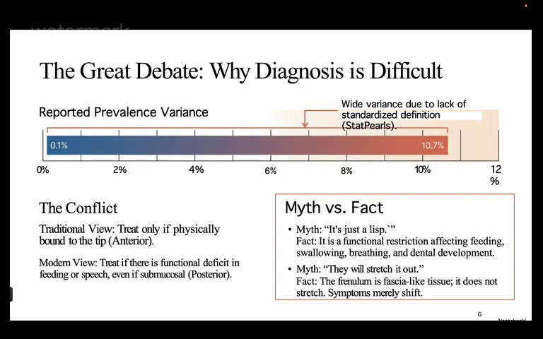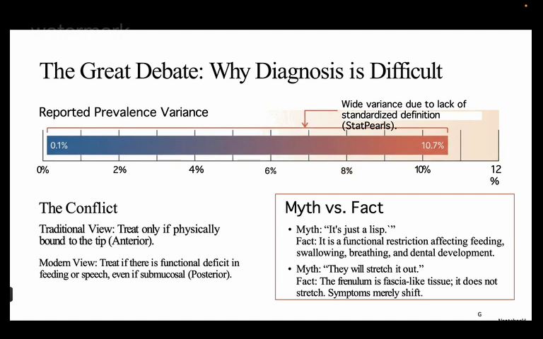There's a big debate on why diagnosis is difficult. The conflict is that the traditional view treats only what is physically bound to the anterior tip, and the modern view treats if there is a functional deficit in feeding or speech, even if submucosal. So what is myth versus fact? The myth is that it's just a lisp. The fact is that it is a functional restriction affecting feeding, swallowing, breathing and dental development.